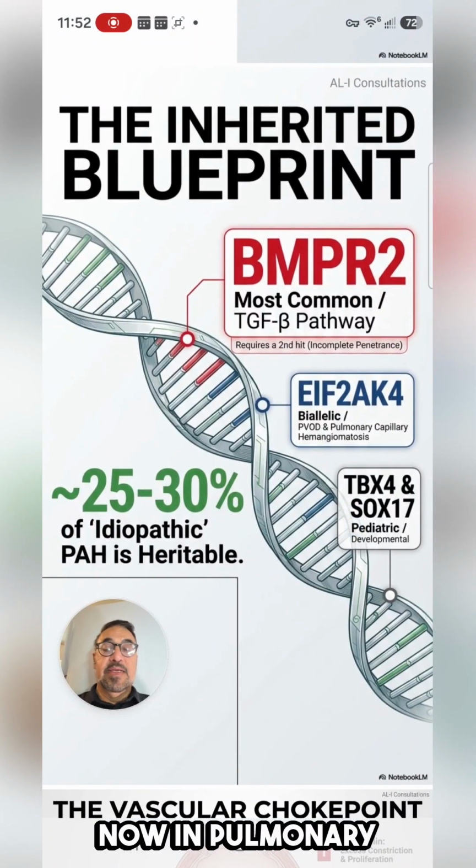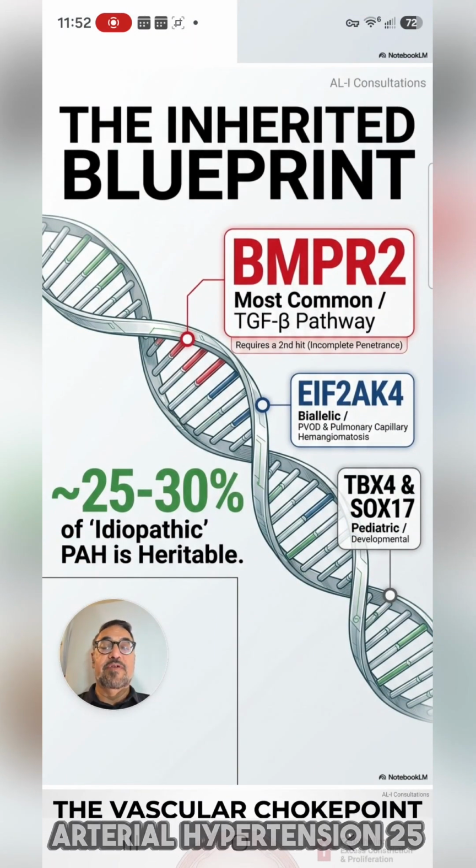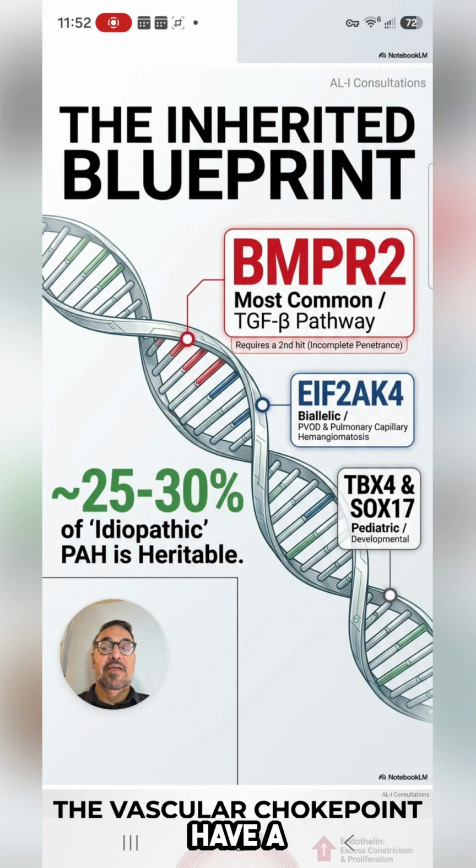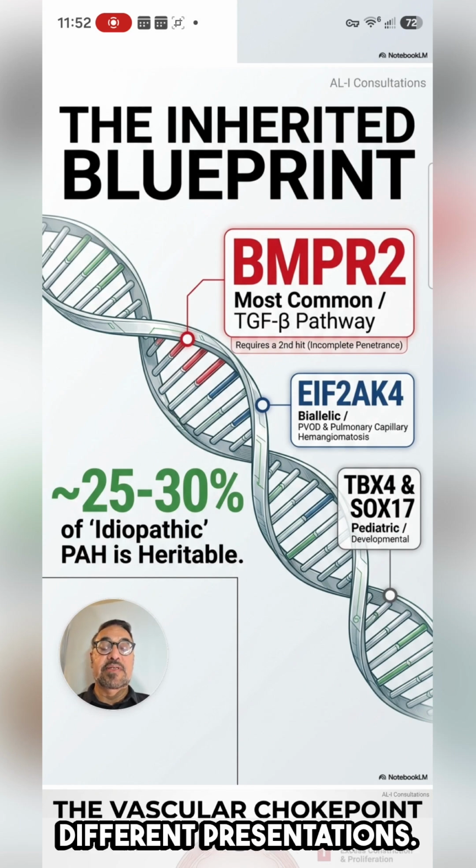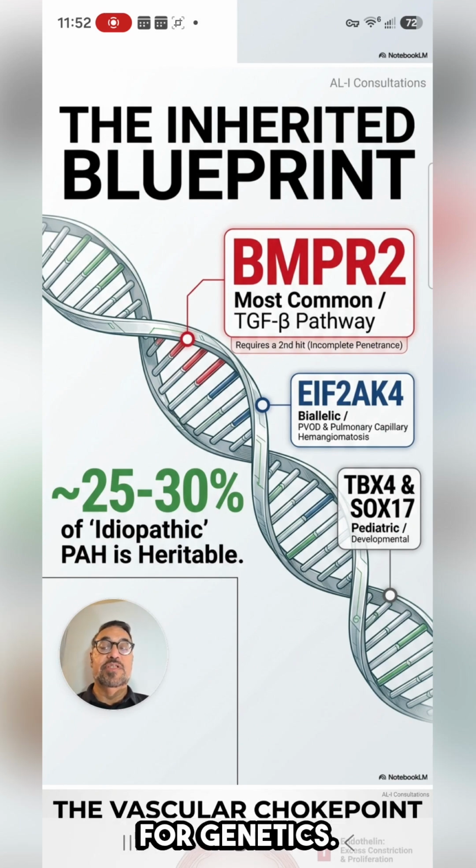Now, in pulmonary arterial hypertension, 25 to 30% of the cases have a genetic background. The BMPR2 gene is the most common. It works through the TGF beta pathway. The other implicated genes are EIF2AK4 and TBX4 and SOX17. These have different presentations. This just goes to show you that there is a genetic background, and patients with pulmonary arterial hypertension should be referred for genetics.